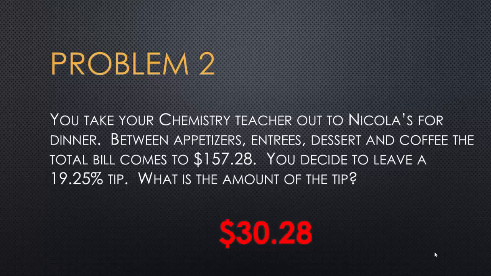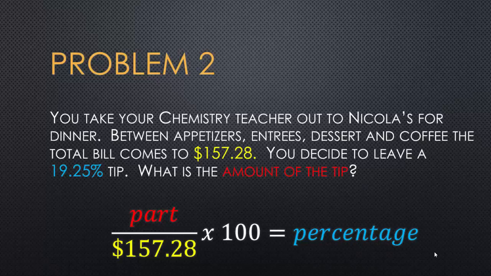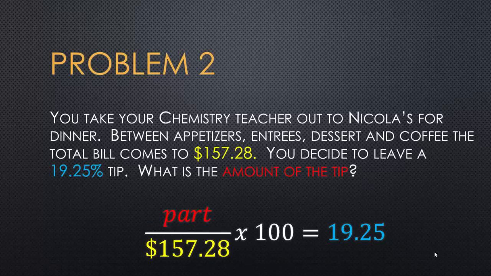How was this done? Start with the problem. Go to the equation. Part over the whole times 100 equals the percentage. Identify what you know. I know the whole. The whole bill is $157.28. The tip is 19.25%. How much is the tip? That I don't know. That's the part. So you plug the $157.28 into the whole, the 19.25 into the percentage. Now you can do the math to figure out what you have.